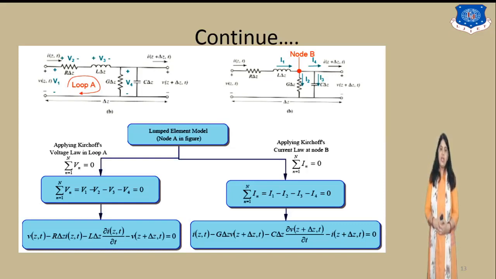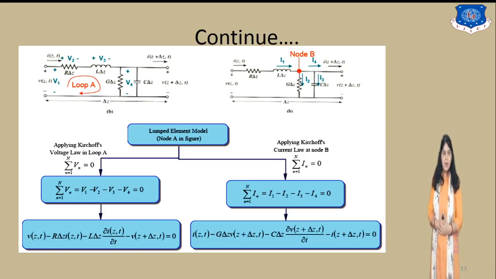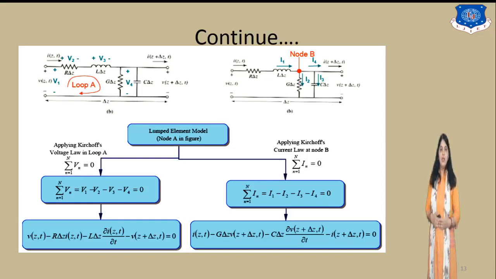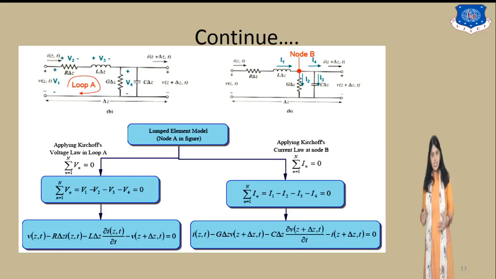Now we can also write the equation in terms of the variables that we have considered here. V is equal to IR, where the impedance is there. So V of z comma t minus R delta z times i of z comma t, minus L delta z times delta i of z comma t upon delta t, minus V of z plus delta z comma t is equal to 0.